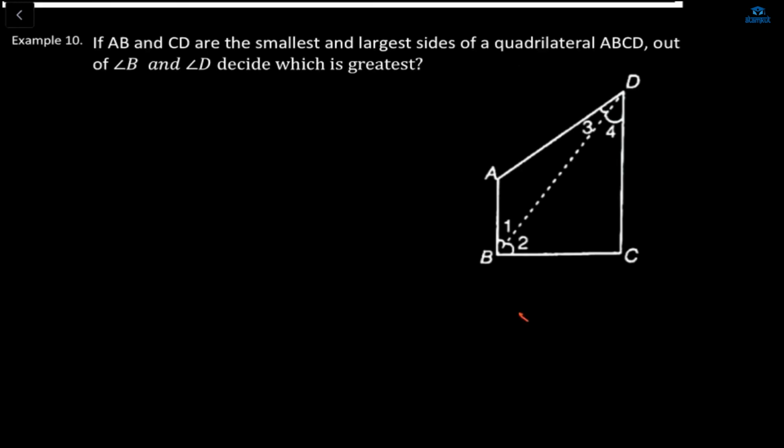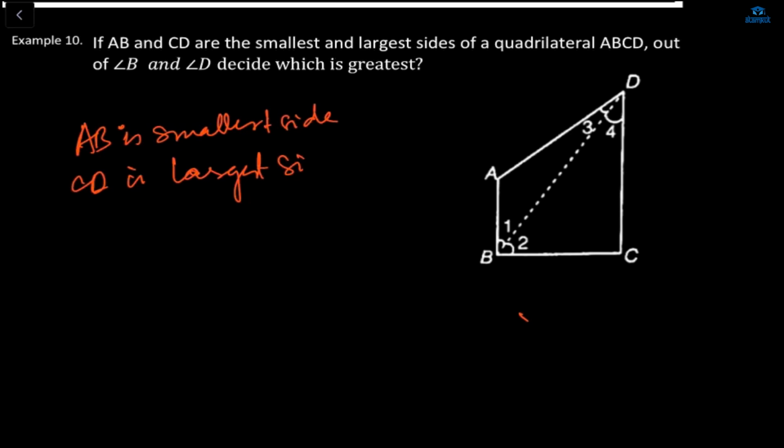Let's see. Yeah, so the question is: if AB and CD are the smallest and largest sides of a quadrilateral ABCD. Now, what is mentioned here? That AB is the smallest side and CD is the largest side of a quadrilateral ABCD. Out of angle B and D, decide which is greatest.